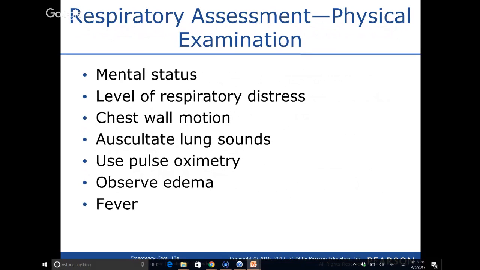So, respiratory assessment, physical examination. Mental status. One of the things we'll see is a change in mental status, right? Whenever they become hypoxic, they become anxious initially. What's the definition of shock? Hypoperfusion. The brain's not being perfused, becoming hypoxic. And so one of the first things you see is this anxiousness.